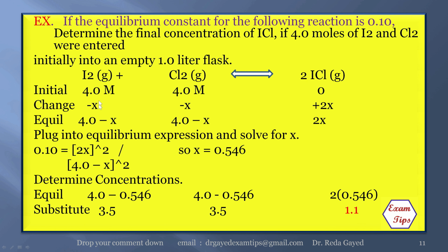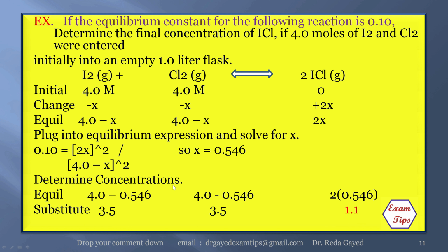At equilibrium, add this plus that. Initial plus change. So 4 minus x and 4 minus x will give 2x. Plug into the equilibrium expression and solve it for x. So 0.1 equals 2x squared over 4 minus x squared. So x equals 0.546.